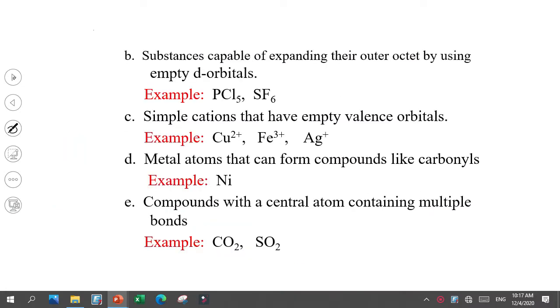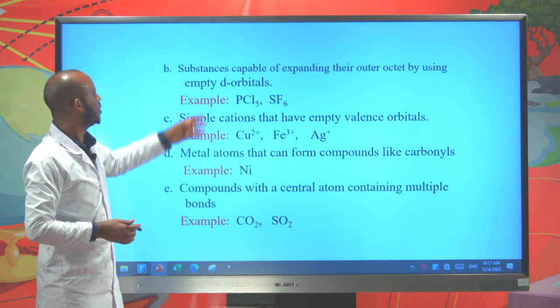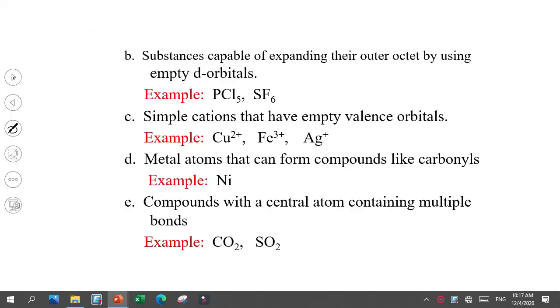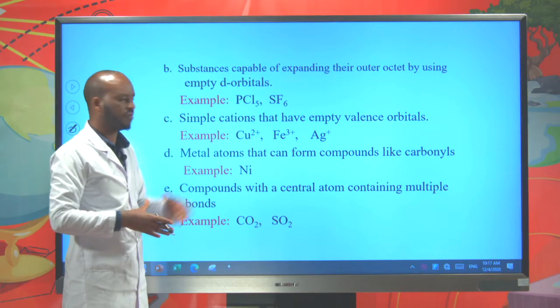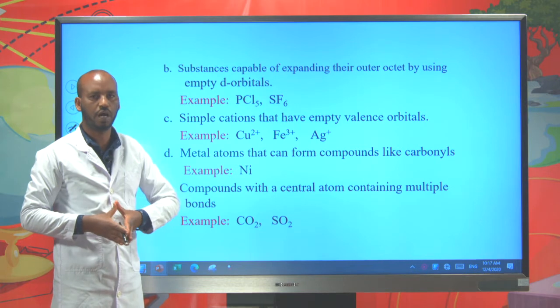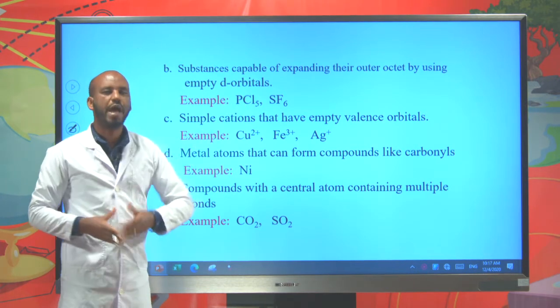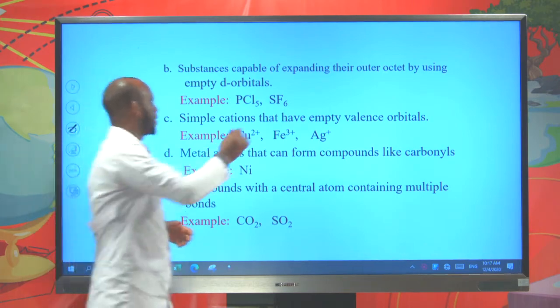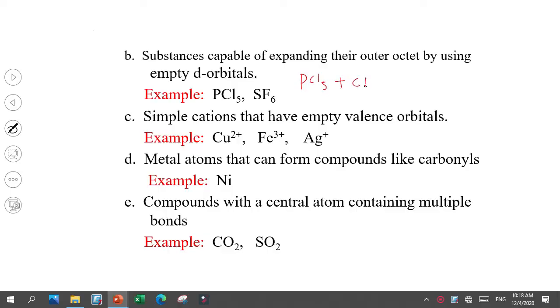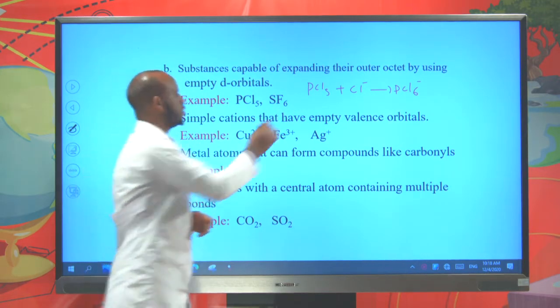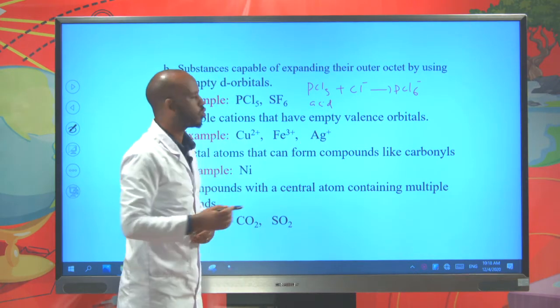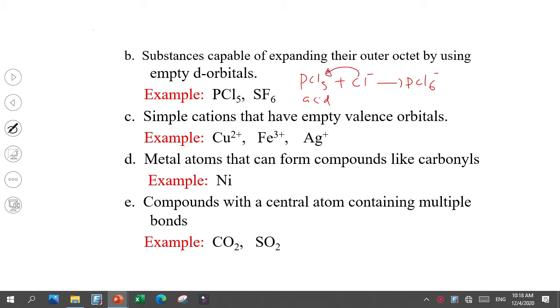The second category of Lewis acids is substances capable of expanding their outer octets by using empty d orbitals. PCl5 is an example of a Lewis acid because it can accept a pair of electrons from a donor. Look, PCl5 plus Cl minus gives PCl6 minus. Now PCl5 is a Lewis acid. It accepts a pair of electrons from Cl minus. Cl minus is an electron pair donor, a base.